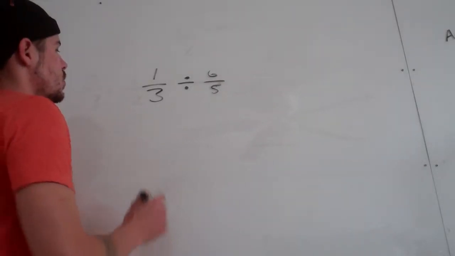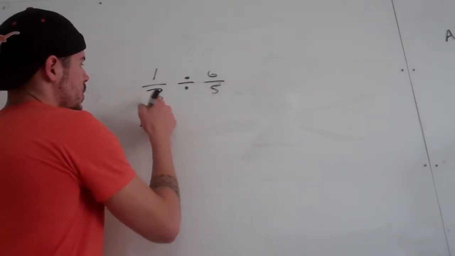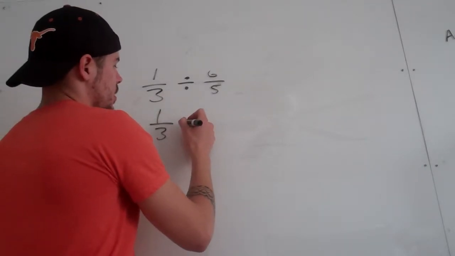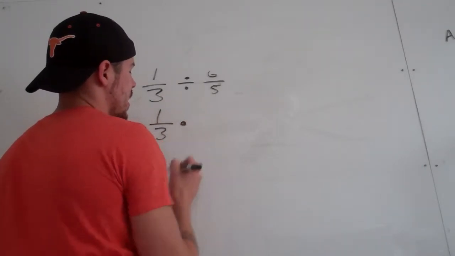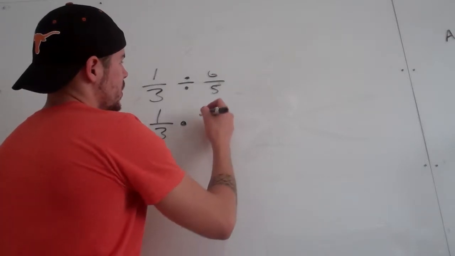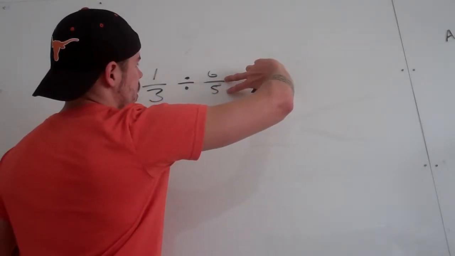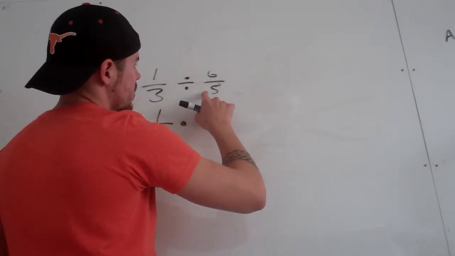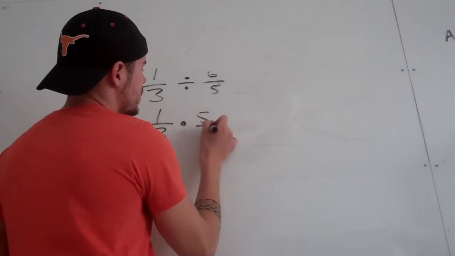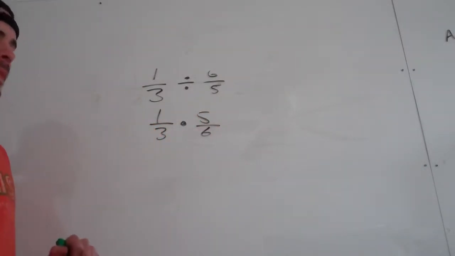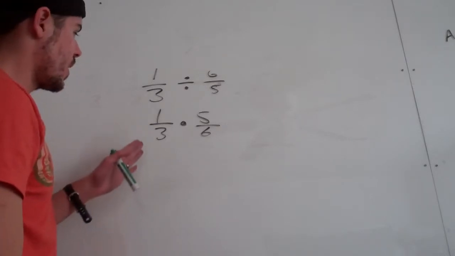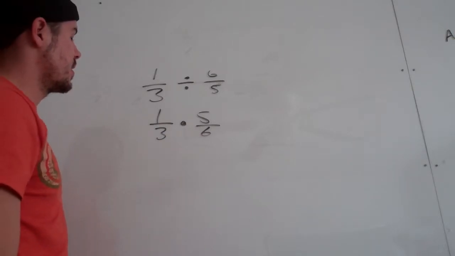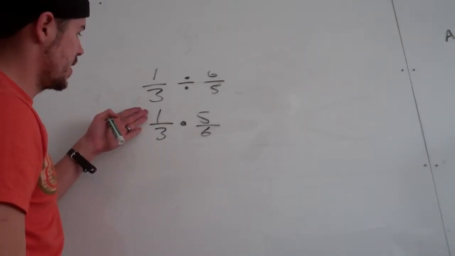Well, some people like to do this. They like to say, okay, we'll keep this first term the way it is, and it's being divided by another term. So we can change this into a multiplication sign. And then we change this into the reciprocal. The reciprocal of 6/5 will be 5/6. Okay? In this case, we don't have to worry about a common denominator. If you remember, this is the denominator and this is the numerator.